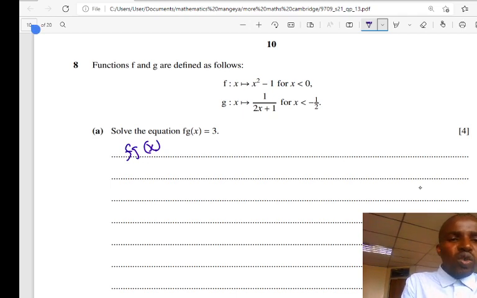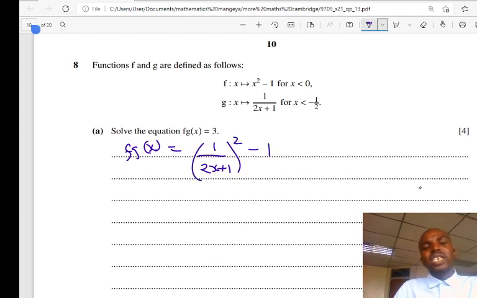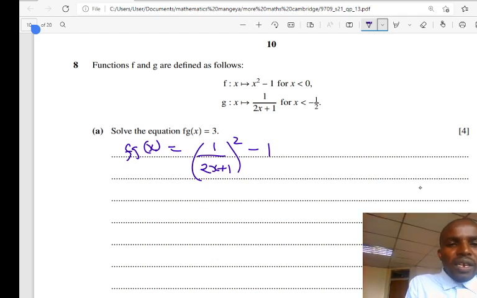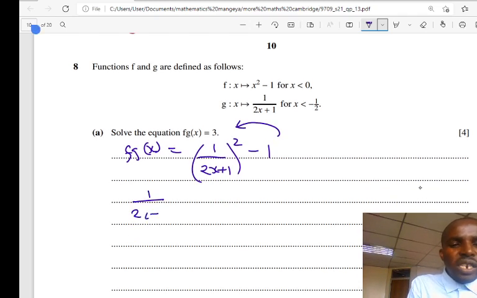That's what you do. So fg of x, you take f, which is x squared minus 1. Where there's x, you put g of x, which is 1 over 2x plus 1, then squared, minus 1. That's fg of x, right? Then this one, we are told, is equal to 3. It will be 1 over 2x plus 1, then squared, minus 1 is equal to 3.